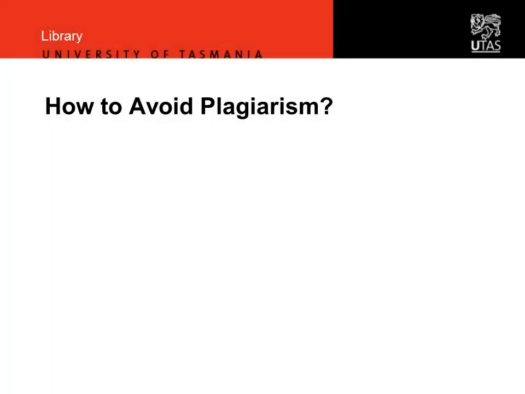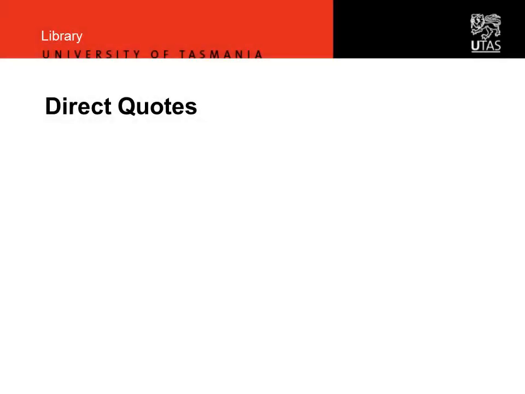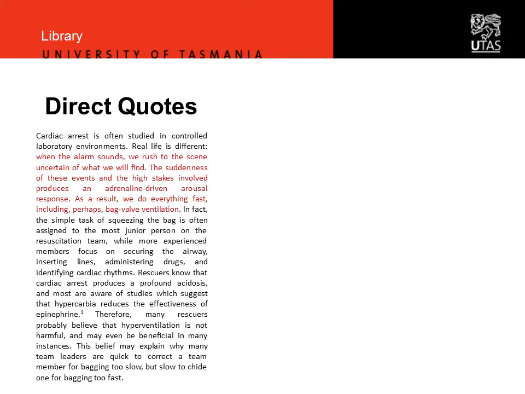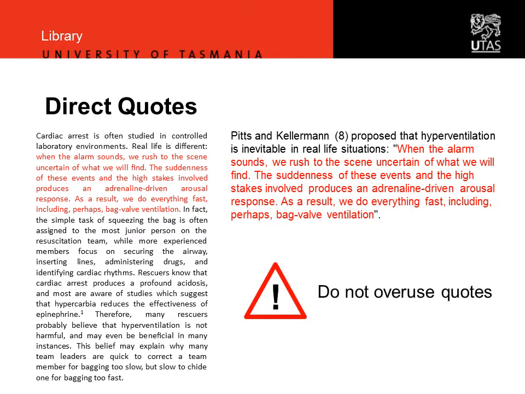So how can you avoid plagiarism? You must give credit to the sources for the ideas you are using by correctly referencing them. The 2 most important ways of referencing are direct quotes and paraphrasing. Let's first talk about direct quotes. A direct quote is when you take an exact phrase from a source and reuse it word for word in your own work.